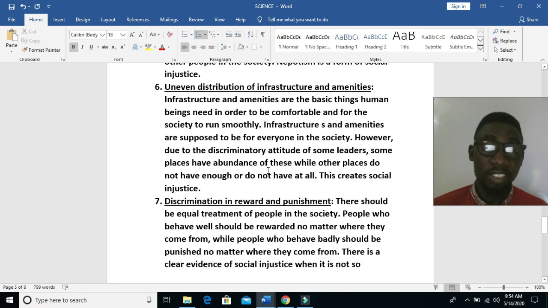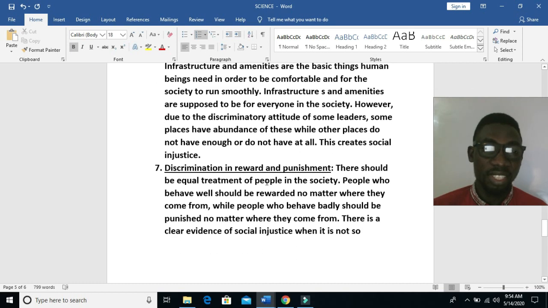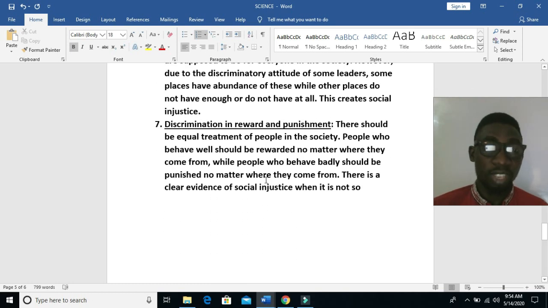That's why you find out in some part of the society, well developed, they have good roads, they have hospitals, there is light, there are markets, and you get to another part, you can't find a motorable road, you can't find electricity, no market, no potable water, and so on and so forth. So this is also another form of social injustice. And that takes us to the last point for today.